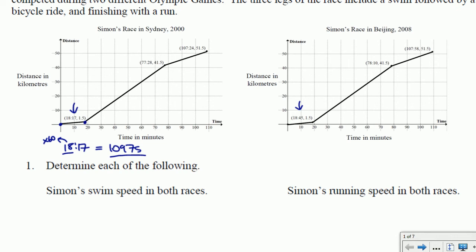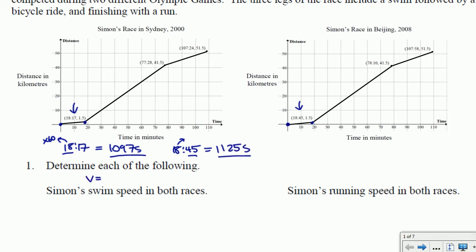And looking at the Beijing race, at 0 minutes he's gone 0 kilometers, and at 18 minutes 45 seconds he's gone 1.5 kilometers. So similarly, we could convert 18 minutes 45 seconds into a number of seconds. 18 minutes again represents 1,080 seconds, and if we add 45 to that, we get 1,125 seconds total.